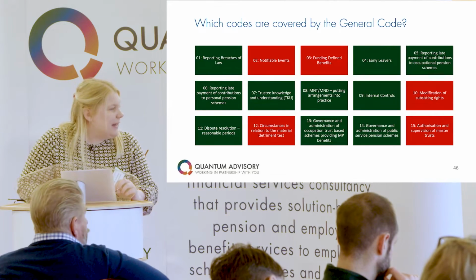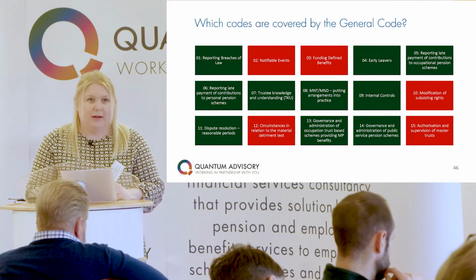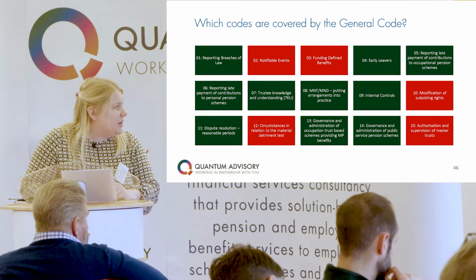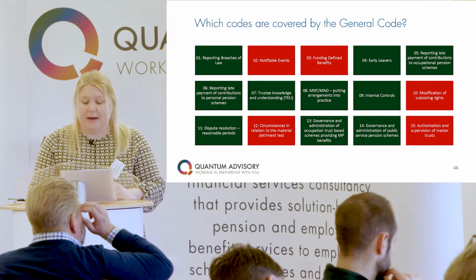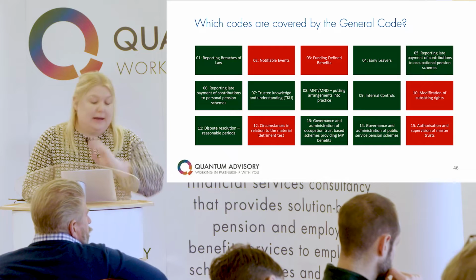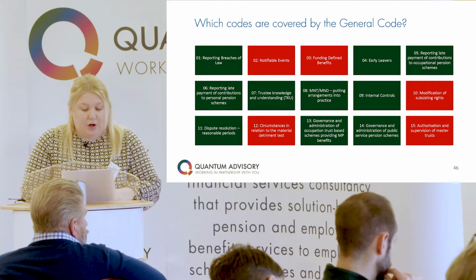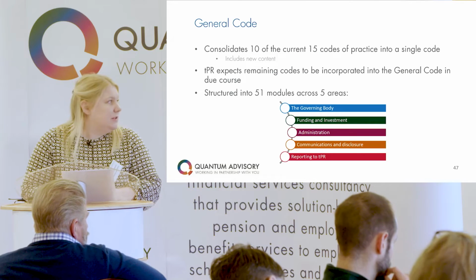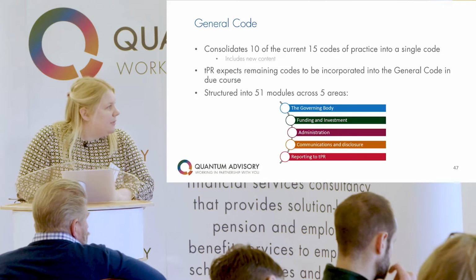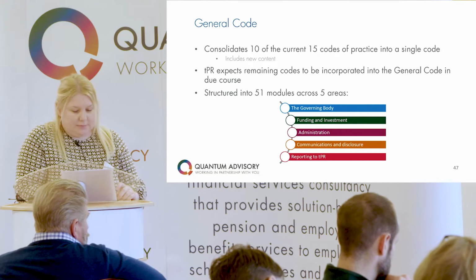So I've set out on this slide the current 15 codes of practice in place, with the green ones showing the ones that will be combined into the General Code. And the regulator has said that it plans to combine the 5 remaining codes, shown in red, into the General Code in due course. The General Code has been structured into 51 modules across 5 areas, and we'll look at each of these areas in detail on the next few slides. So those 5 areas are shown in the colours down the bottom, and we'll start with the governing body.